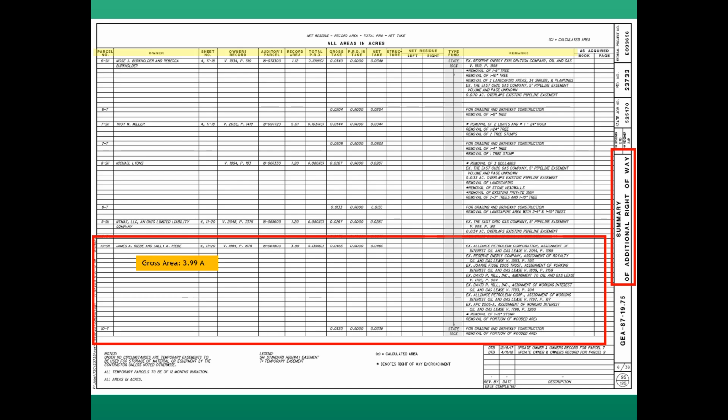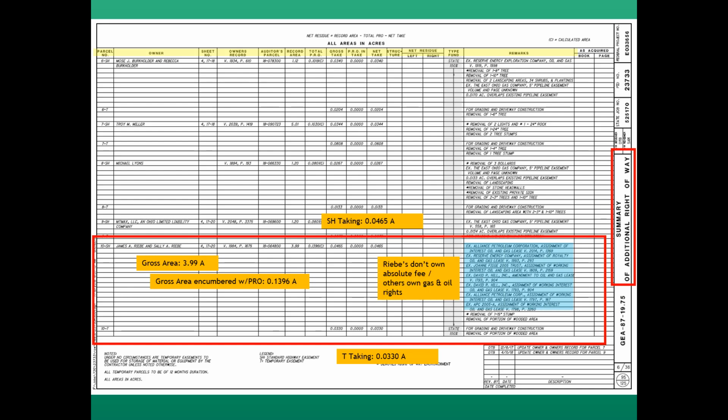So the gross area is 3.99 acres. The gross area is encumbered with PRO of 0.1396 acres. The SH taking is 0.0465 acres, and the T taking is 0.0330 acres. And the blue highlighted area to the right shows that the Ribes, who are the fee owners, don't own absolute fee. Other parties own the gas and oil rights to the property.